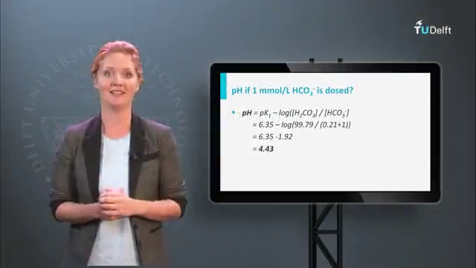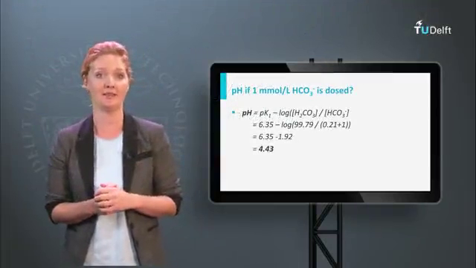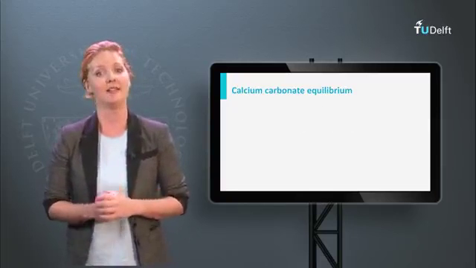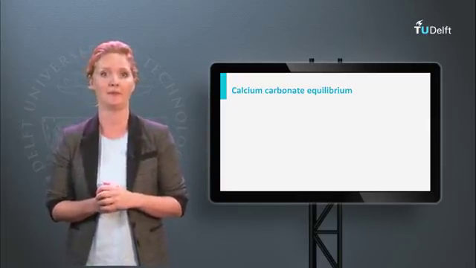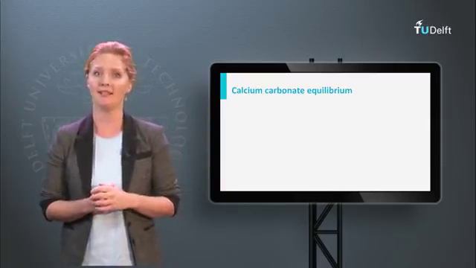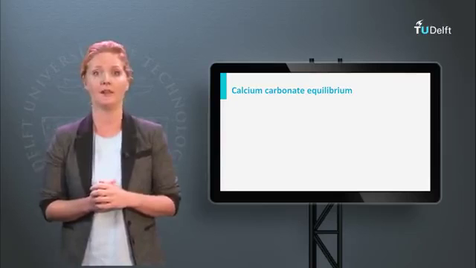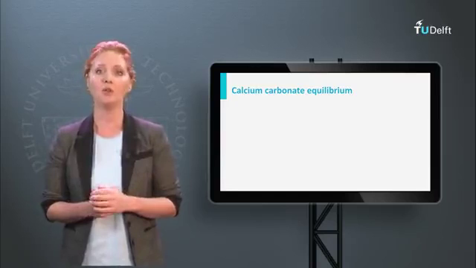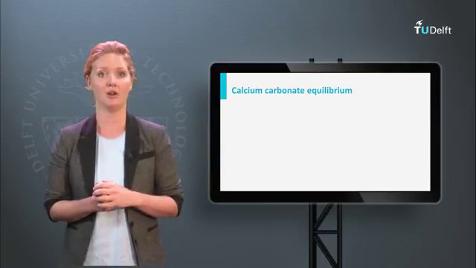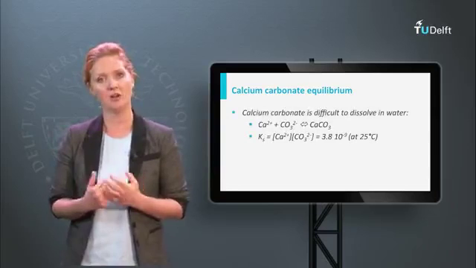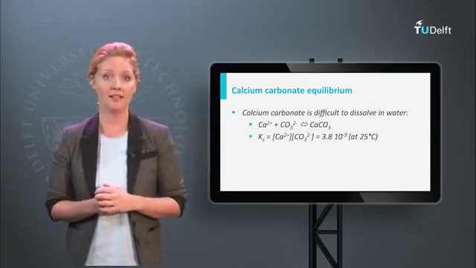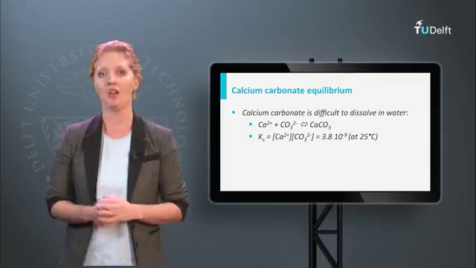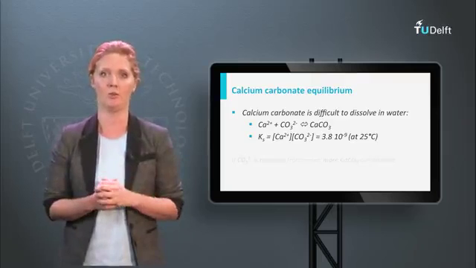Well, I hope these exercises have shown you how the pH with acid-base equilibrium reactions can be calculated. The next topic in this lecture is the calcium carbonate equilibrium. In general, calcium carbonate is difficult to dissolve in water. From a chemical perspective, this is a precipitation reaction, but in natural water, also acid-base reactions with carbonic acid are involved. From the solubility constant, Ks, it is clear that the more carbonate is removed from the water, for example by dosing an acid, the more calcium carbonate can dissolve into the water.